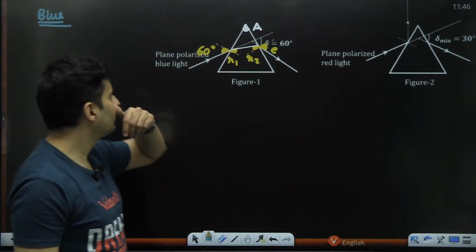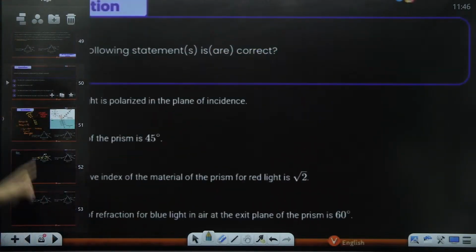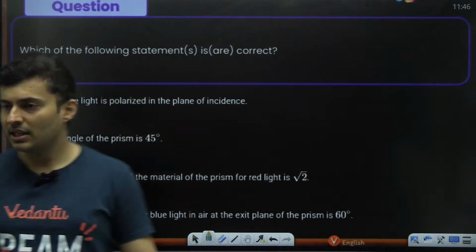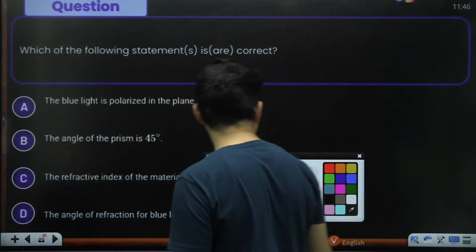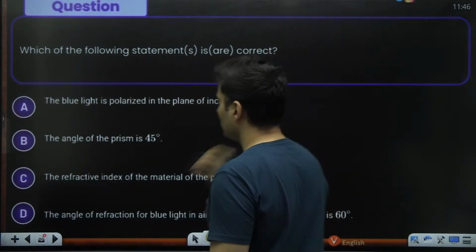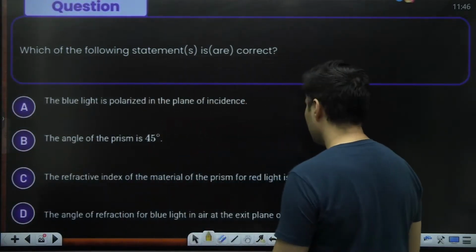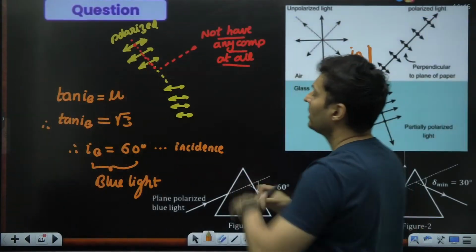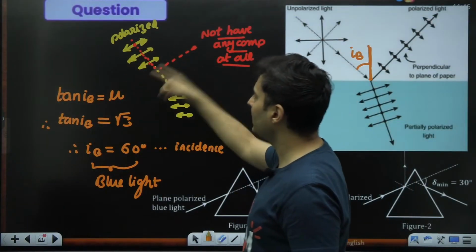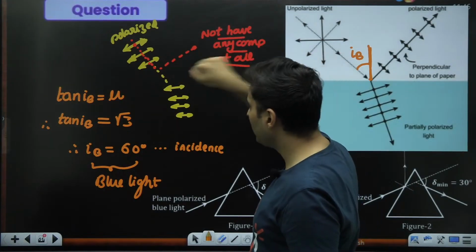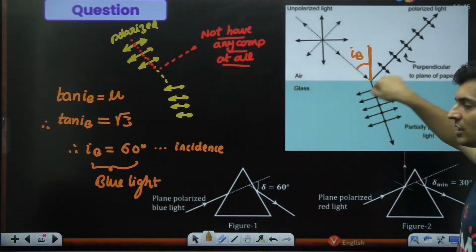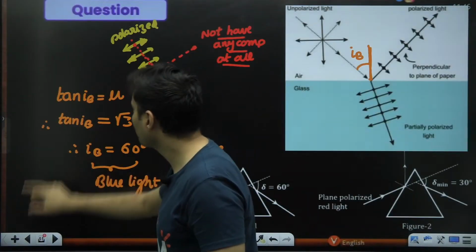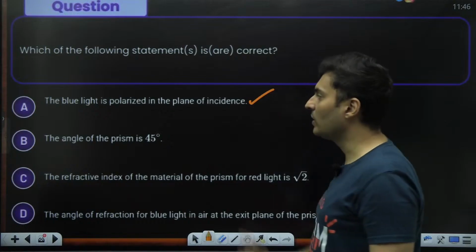If you look over here, what is the question and what are the options? The blue light is polarized in the plane of incidence. First option, 100% correct. Yeah, this option is 100% correct. And how did I get this particular option? From Brewster's law. The blue light is polarized in the plane of the figure. Perpendicular components are absent. That is why nothing is getting reflected. So 100%, blue light is polarized in the plane of incidence.